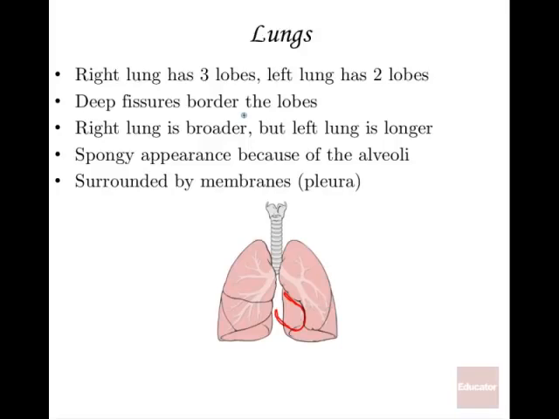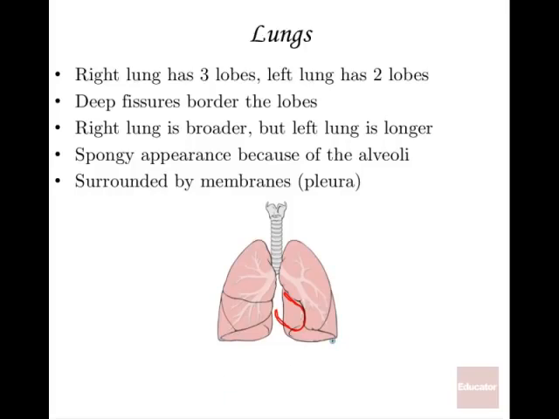There are deep fissures, little borders between the lobes. Right here is a horizontal fissure. Here's an oblique fissure, a diagonal one. Here's another oblique fissure. The right lung is a bit broader, the left lung longer, ever so slightly. So if you were to look at the right lung, it is a bit wider. The left lung, a tad bit longer. And the reason why is if you look at where the liver is situated, the liver is more on the right side of your upper abdominal cavity. So the left lung doesn't go down quite as far, to accommodate the liver, which is right here.